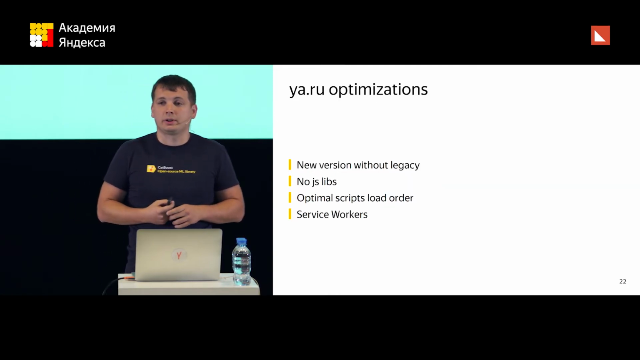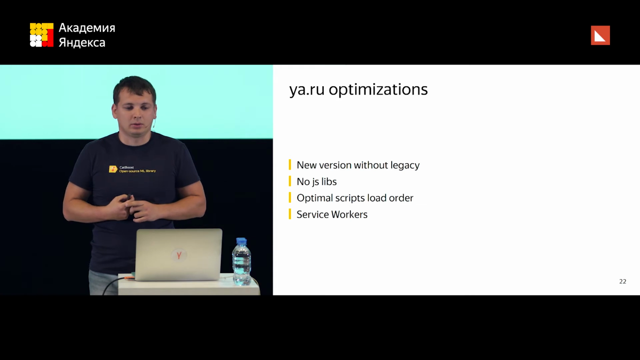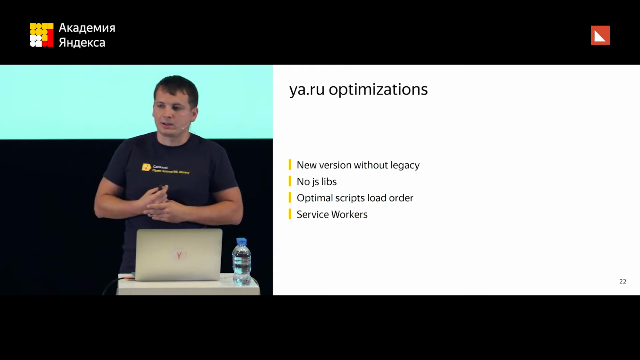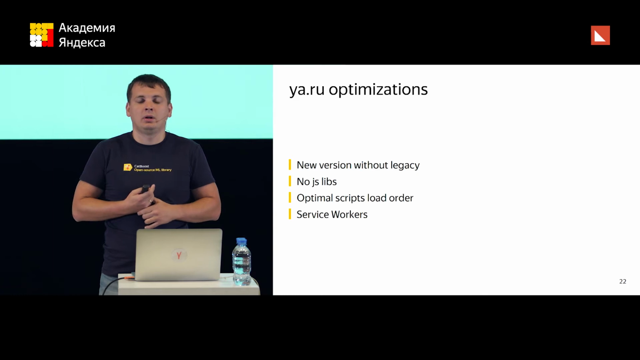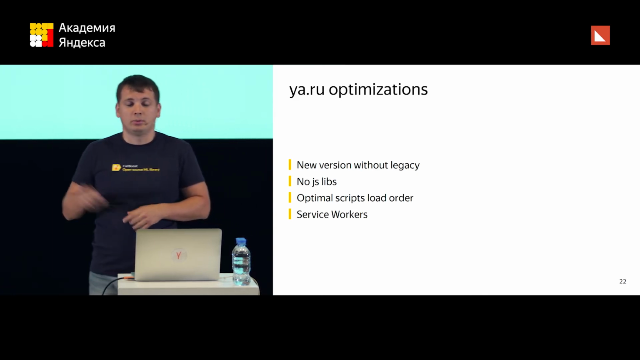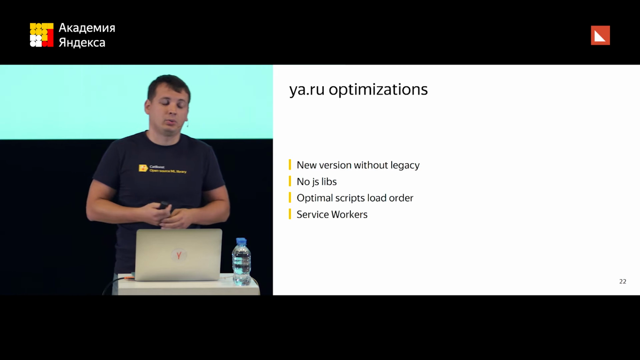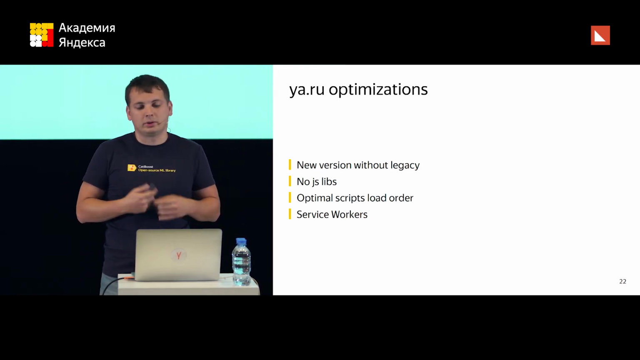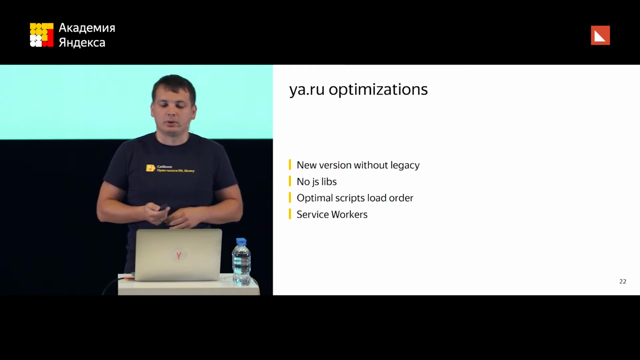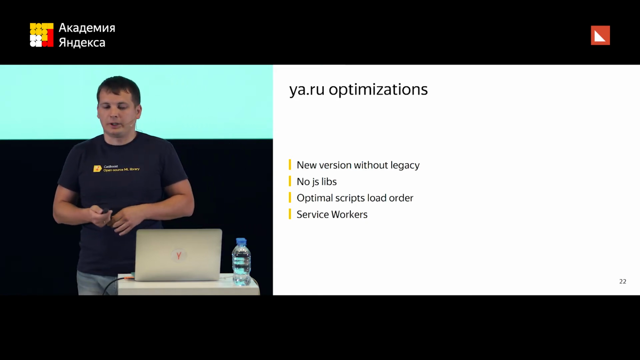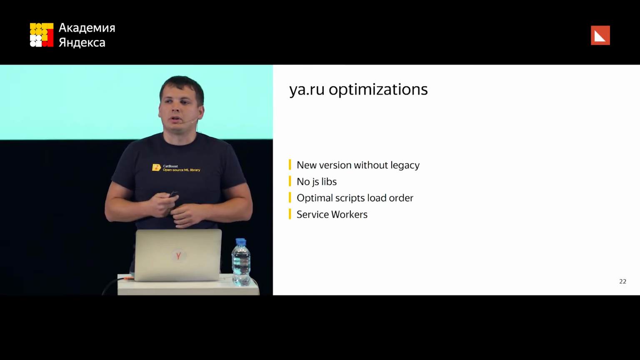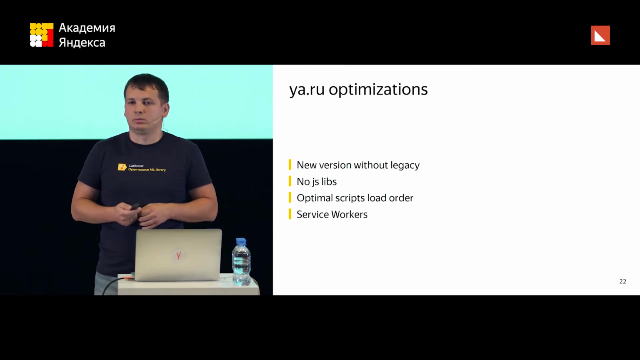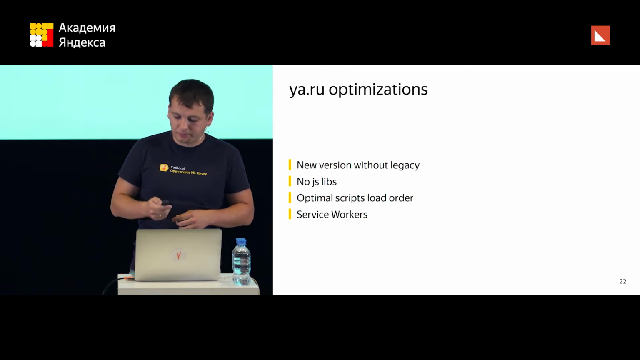We also did several optimizations with our ya.ru page. Sometimes the only way to do it well is to remove old code and write a new one. So we did it this way. We wrote a new version with JavaScript, with no dependencies on JavaScript libraries, and came to an optimal script load order. I'll tell you about it a little bit later. And we also use service workers and cache the whole page and all its resources.